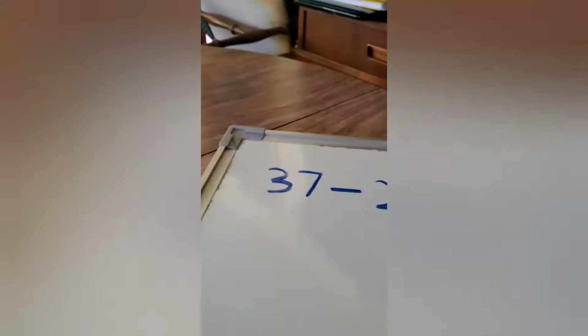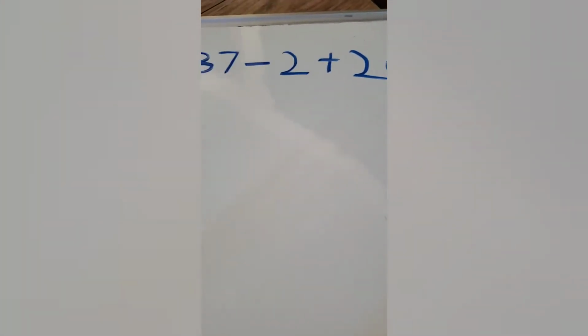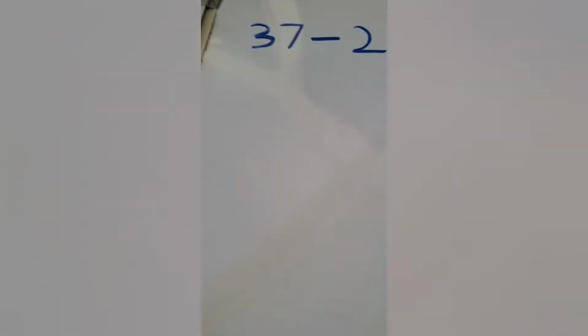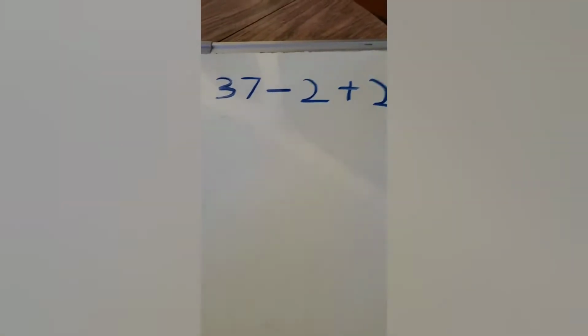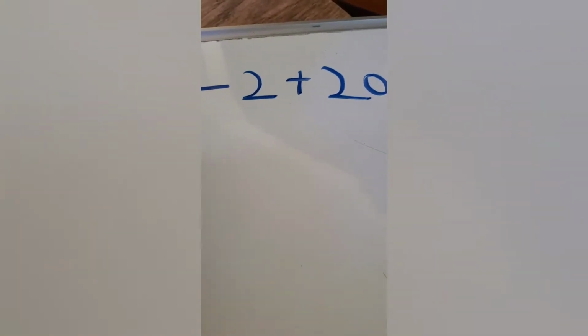Great job. So I have a problem here for you, and I want you to look at it very carefully, okay? Here's my problem. 37 take away 2 plus 20. Yikes. That is kind of a lot, isn't it? There's 3 numbers that we have in there, and then we have the subtraction sign and the addition sign. What do you guys think we should do to solve this problem?